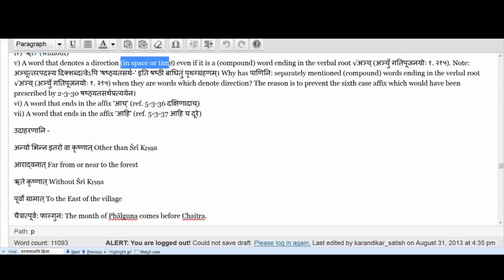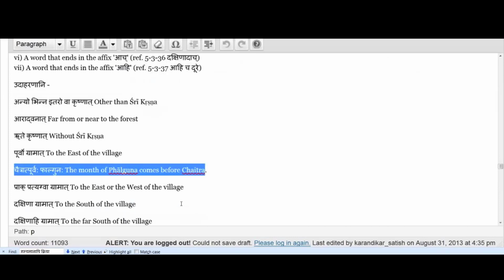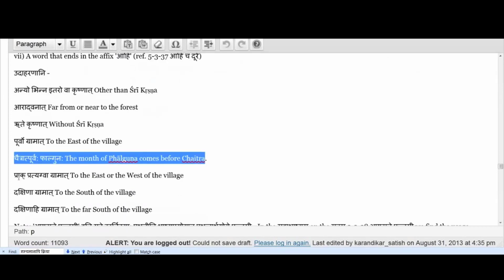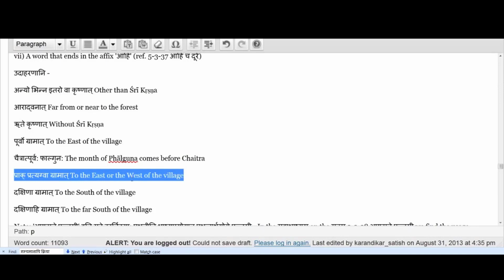Now we mentioned that it doesn't have to be a direction in space, it can also be a direction in time. For example, Chaitrat Purvaha Phalgunaha. The month of Phalguna comes before Chaitra. Next example is of a compound word ending in the verbal root anchu. Prak pratyak ca gramat. Prak and pratyak are compounds ending in the verbal root anchu. So therefore, in connection with these, gramam takes the fifth case affix. So prak means to the east, pratyak means to the west of the village.